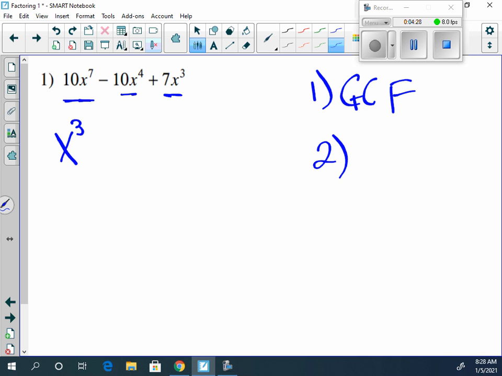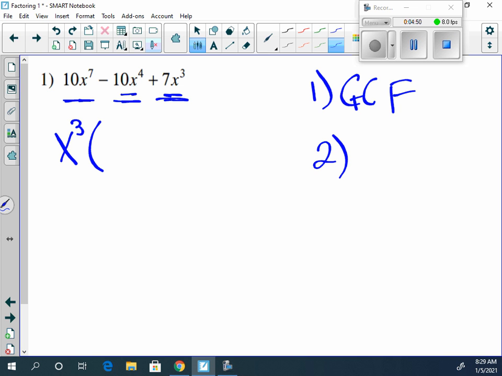Is 10x to the 7th, I can pull 3 of them out, yes? I can factor 3 out. The x to the 4th, I can factor 3 out. The 7x to the 3rd, the most I can pull out of that one is 3. So that's why we stop at x to the 3rd, because that's the most we can pull out of all three terms. We can factor out of all three terms.